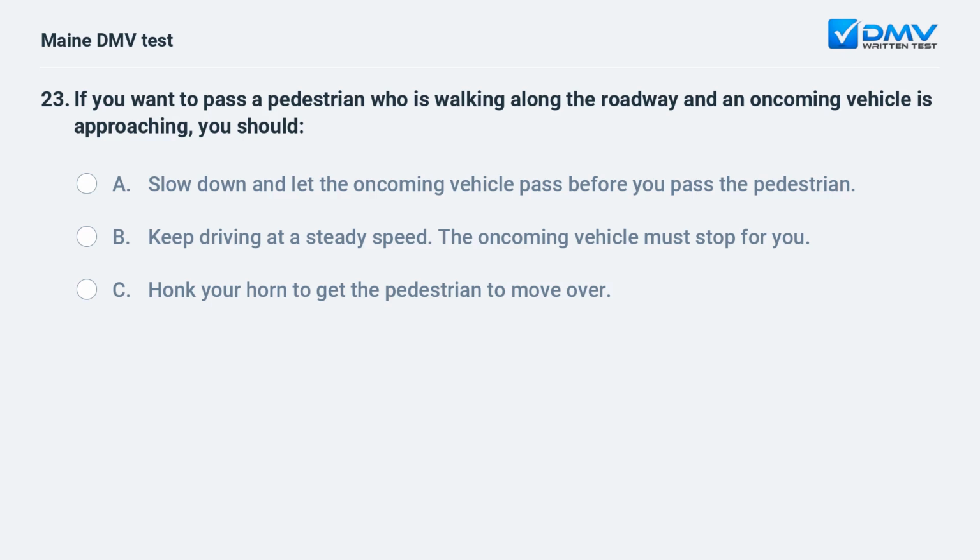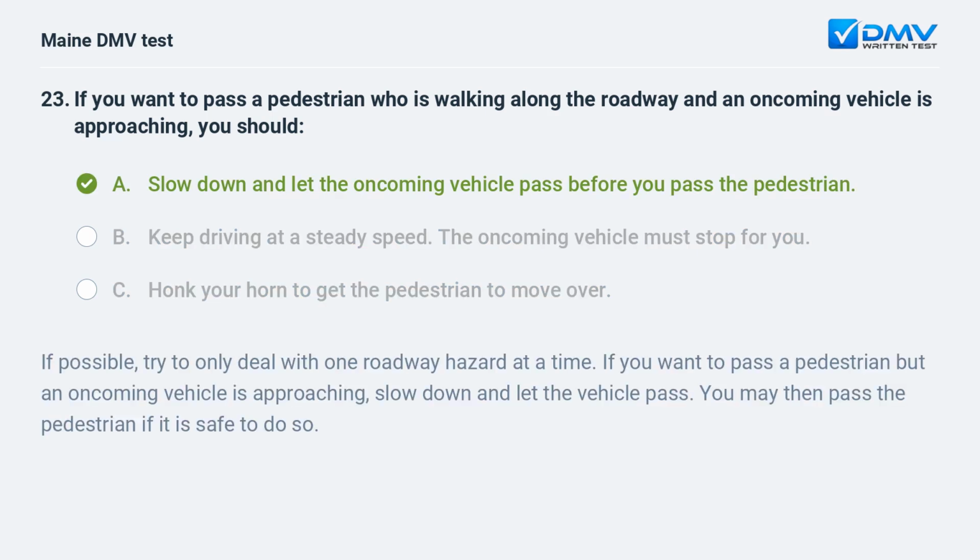If you want to pass a pedestrian who is walking along the roadway and an oncoming vehicle is approaching, you should A. Slow down and let the oncoming vehicle pass before you pass the pedestrian. B. Keep driving at a steady speed. The oncoming vehicle must stop for you. C. Honk your horn to get the pedestrian to move over.